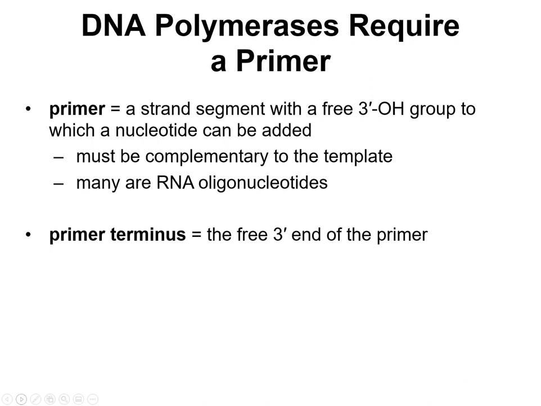So just in case you didn't know, a primer is a strand segment with a free 3' hydroxyl where a nucleotide can be added. It's got to be complementary to the template, and many of these primers are actually RNA. So we start off with an RNA primer, then a DNA pol comes in, and we'll start adding to that. Then at the end, we have to come back around and get rid of that RNA primer and replace it with DNA. The primer terminus is just where the free 3' end of the primer is.